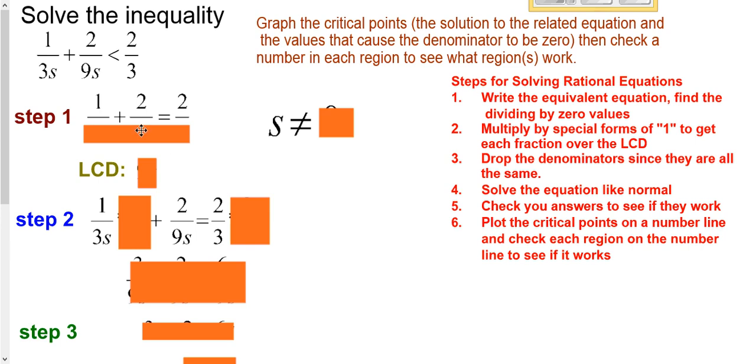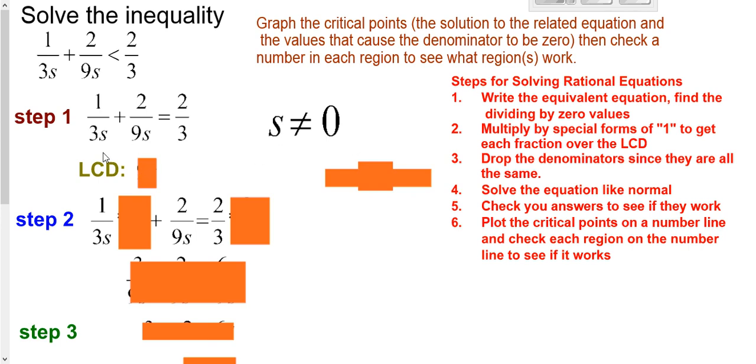So we're going to start off by rewriting it as an equal sign, and we're going to solve this. We're also going to take a look at what causes the bottom to be zero. In this case, what would cause this to be zero is zero. Same idea over here. So one of our critical points is zero. We know that S can't be zero.